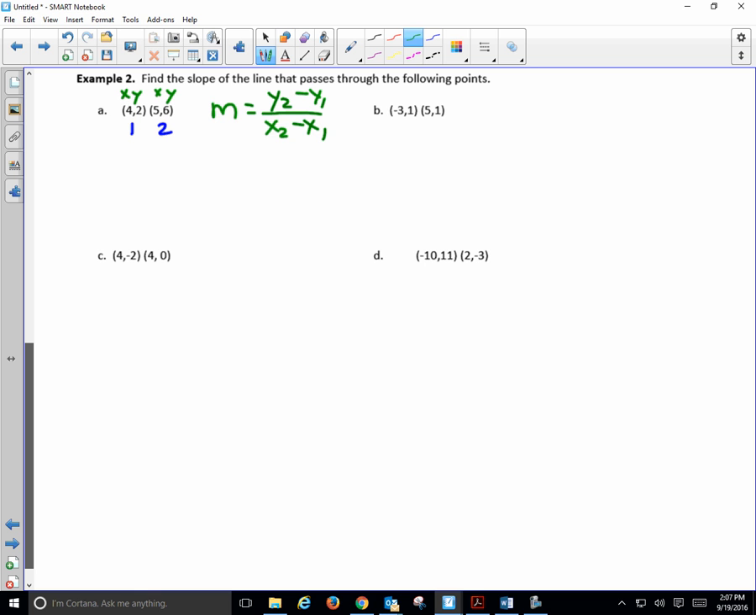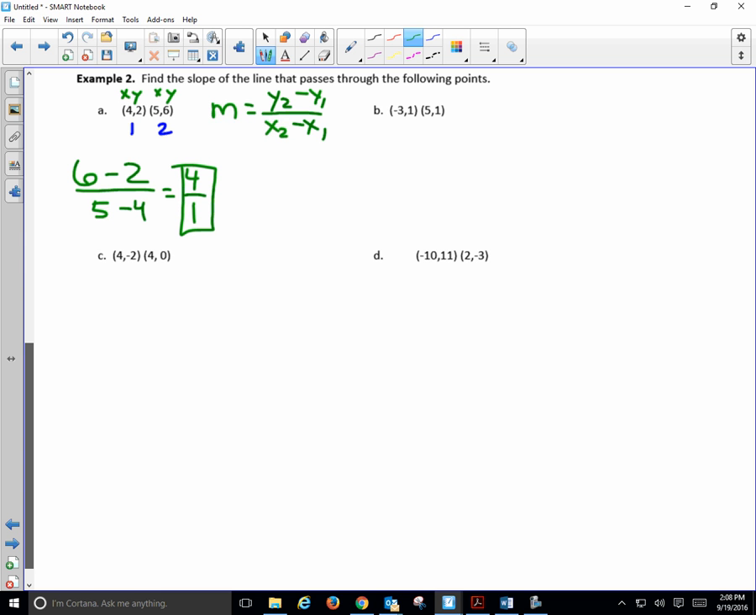So what is y sub 2? 6, minus y sub 1, 2, over 5 minus 4, and I get 4 over 1. Slope is 4. Any questions there? Okay, let's try the next one.